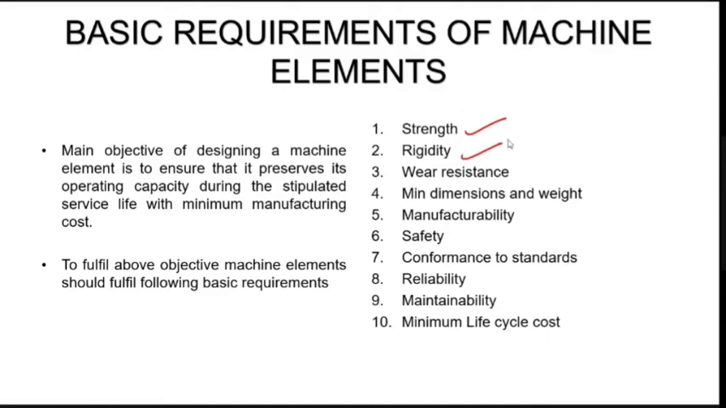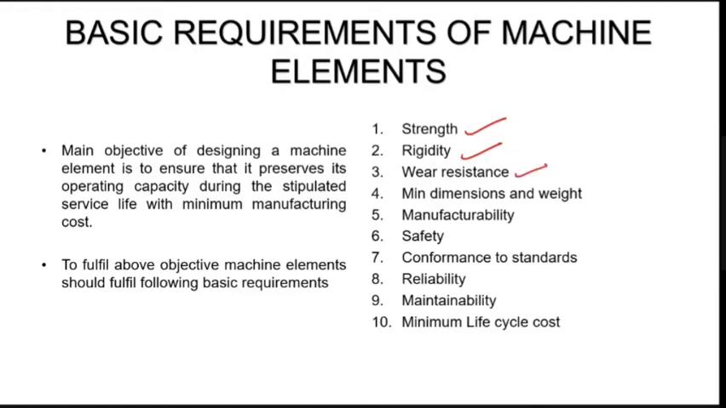Then rigidity. The machine component should be rigid. Rigid means it should not deflect or bend too much due to the forces or moments acting on it. Try to understand my point. I am explaining in short because it is not so important, but also important. The machine component should be rigid so that it does not deflect or bend too much under the action of forces or moments. Basically, you can take the example of a transmission shaft. A transmission shaft is designed on the basis of its rigidity. We will understand this in the design of shafts. A shaft in a gearbox is designed based on its rigidity.